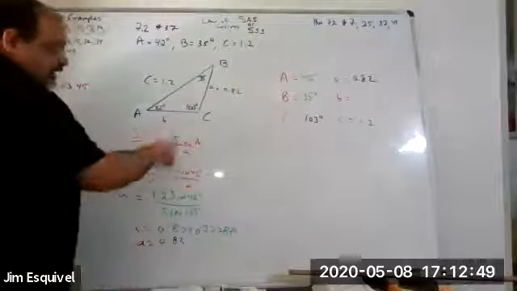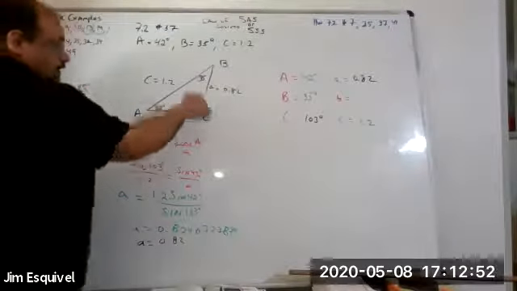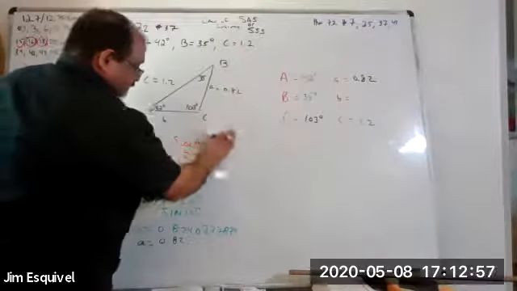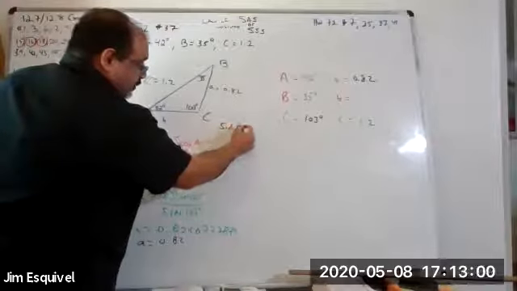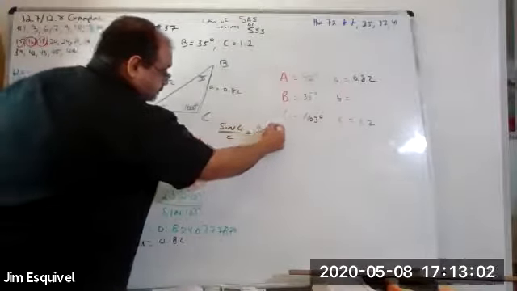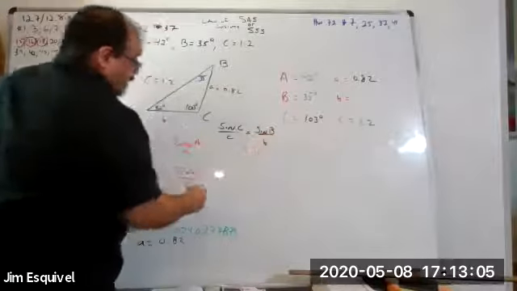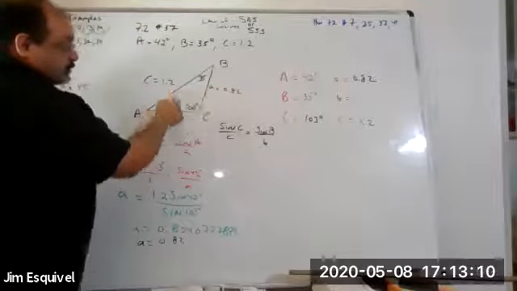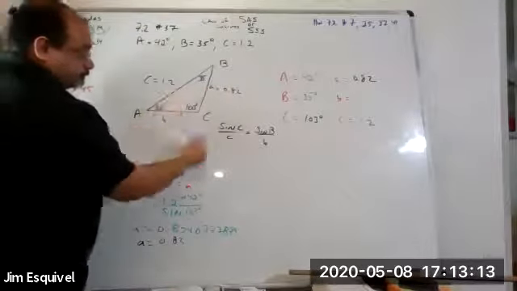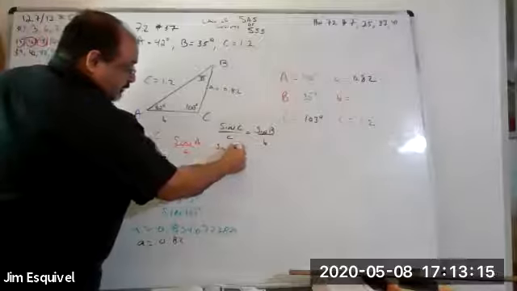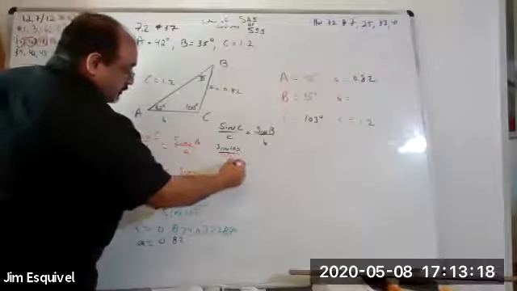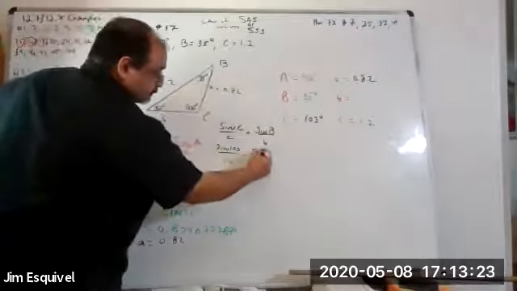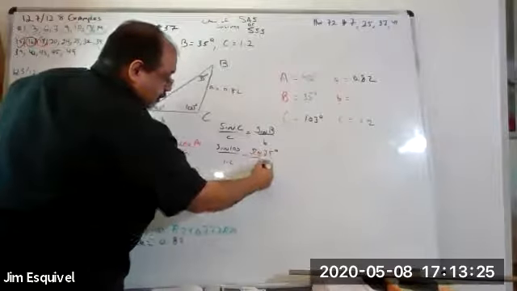And then you've got to do the same thing and solve for angle B. The sine of angle B over B is equal to the sine of angle C over C. Don't use angle A and the side A that you just found. Always use what you know is exact. So the sine of 103 over 1.2 equals the sine of 35 degrees over B.